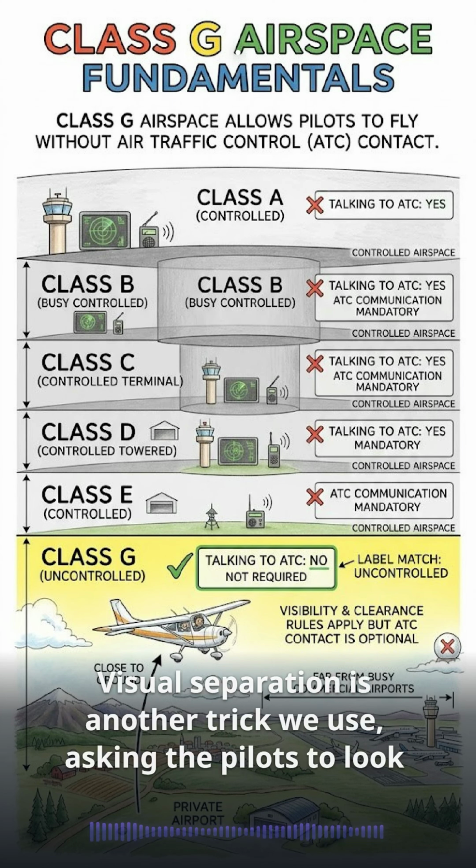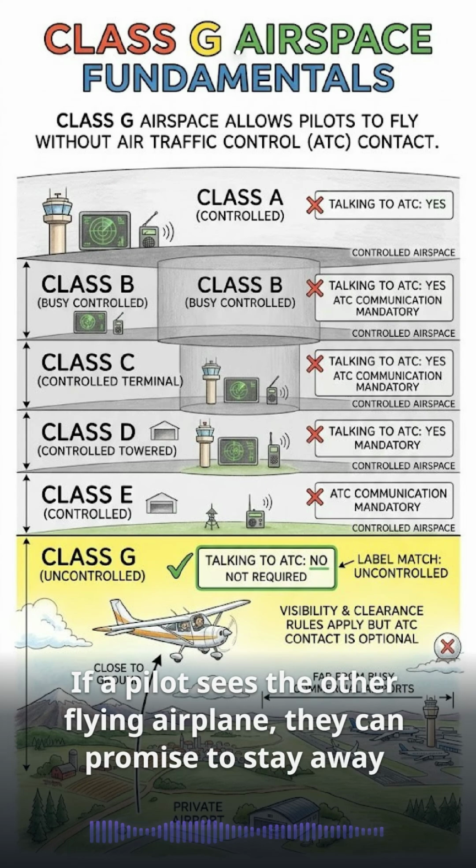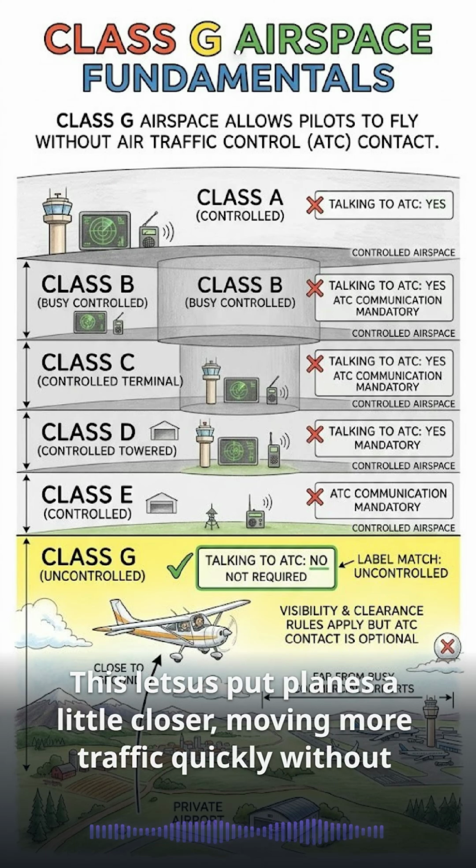Visual separation is another trick we use, asking the pilots to look out the big glass windows. If a pilot sees the other flying airplane, they can promise to stay away from it safely. This lets us put planes a little closer, moving more traffic quickly without using strict radar miles.